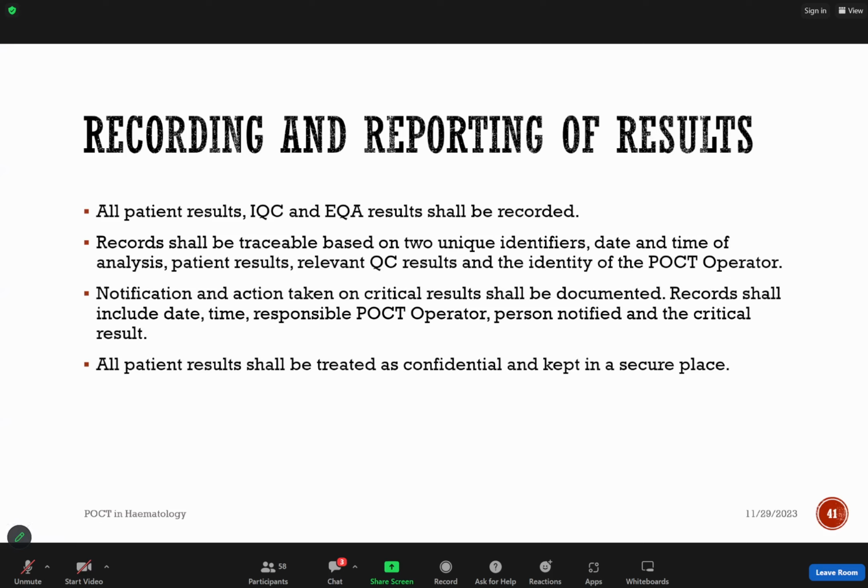This recording and documentation also, the POCT coordinator in the hospital must really look into at the POCT sites.